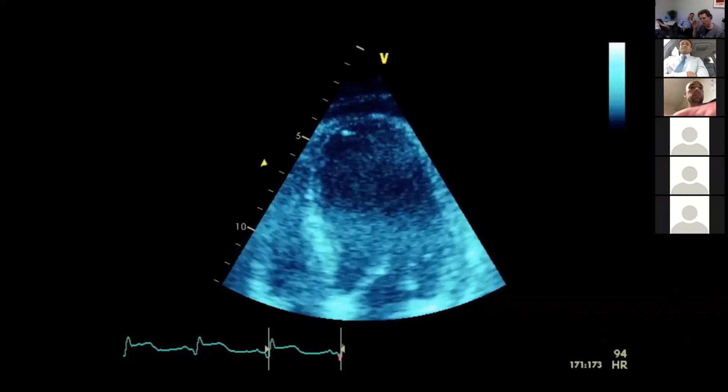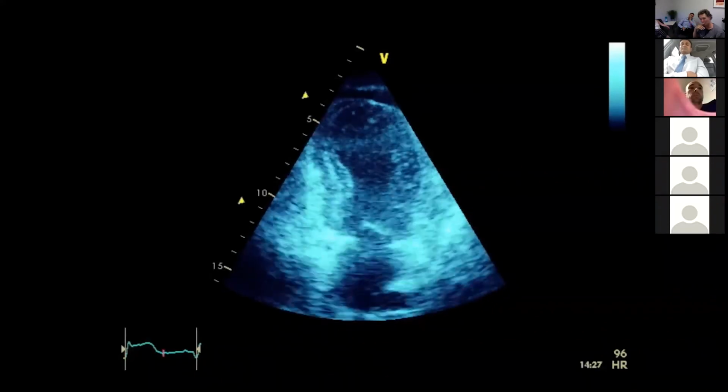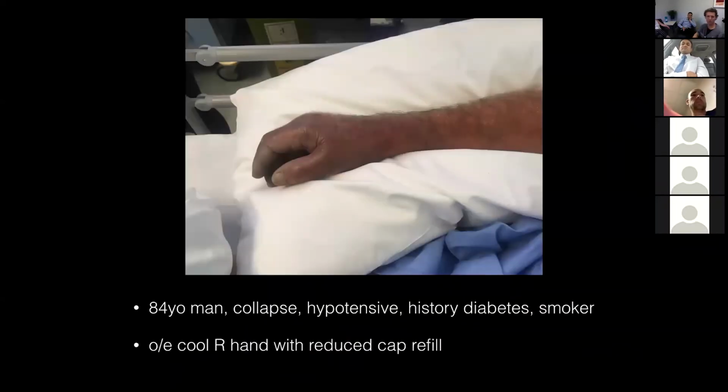And don't forget about off-axis imaging, all right? And definitely looking at apical 2 and off-axis. Beautiful, good man. Okay, so Hatim, while you're still there, we've got an 84-year-old guy, collapsed, hypotensive, history of diabetes and a smoker.